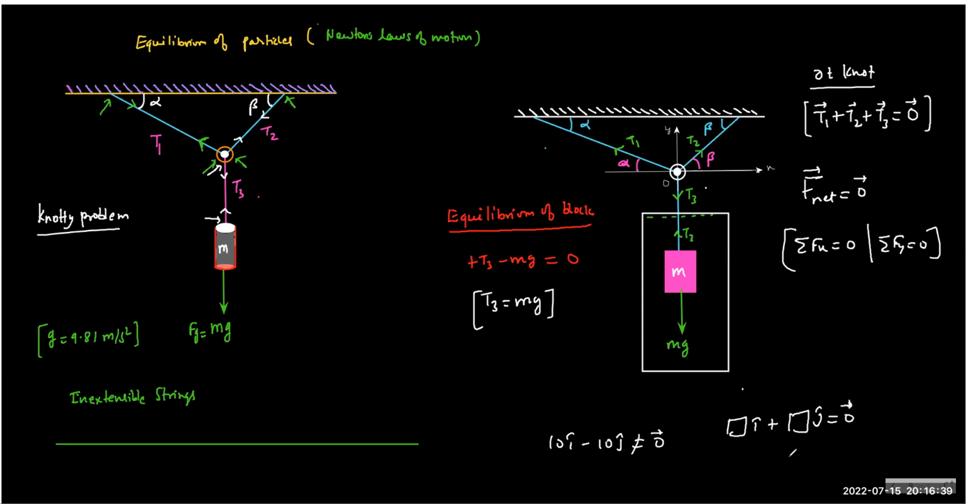When is this possible? When both x and y components are 0. Exactly. When both boxes are independently 0, this is also 0, then only we can say it's a null vector. Because this will never cancel this, so both must be 0 separately.